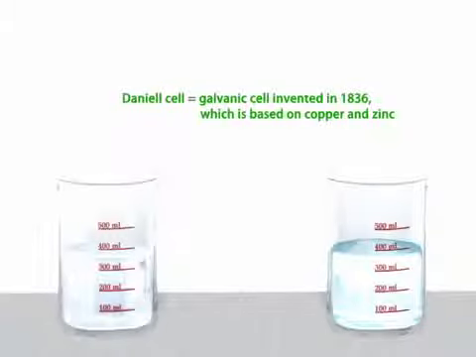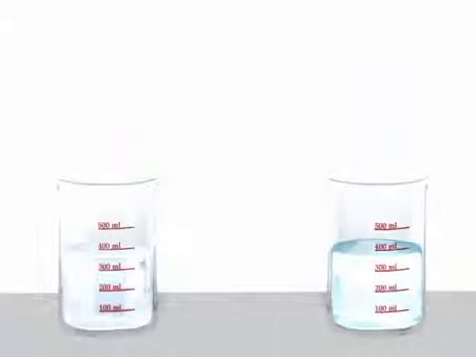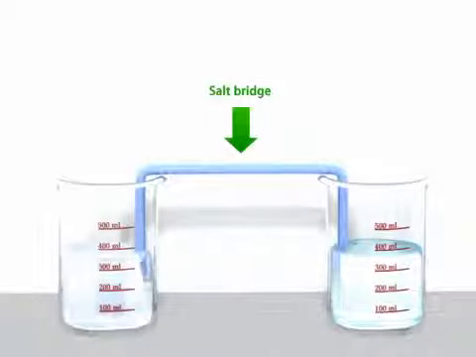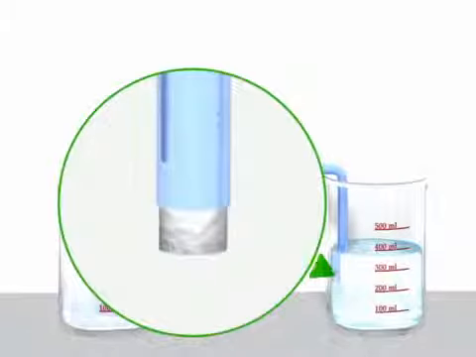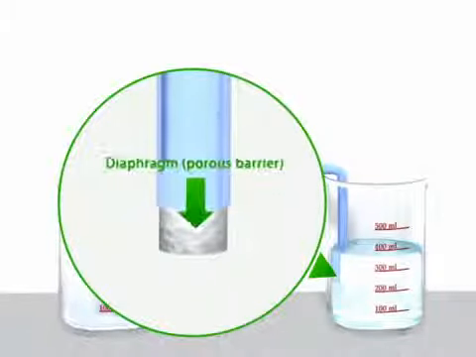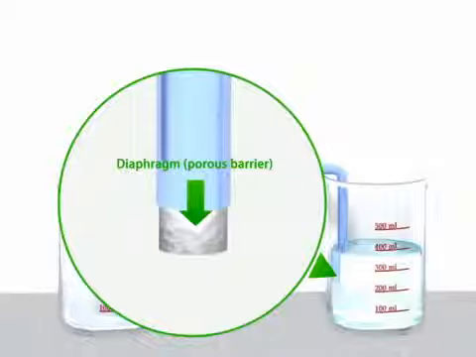The solutions contain positively and negatively charged atoms, which are called ions. The solutions are connected through a salt bridge that allows the flow of ions. A salt bridge is, for example, a pipe filled with a saline solution such as KNO3. Both ends of the salt bridge are equipped with a material that allows the exchange of ions. This is called a diaphragm.